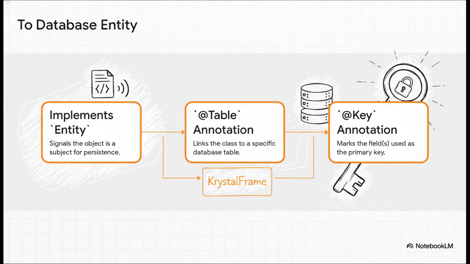Check this out. First, you implement the entity interface. That's like raising your hand and telling the framework, hey, I want to be saved to the database. Second, you slap on an @table annotation to tell it which table to use. And third, @key points out the primary key. Boom. Done. Your simple little object is now ready for the database.